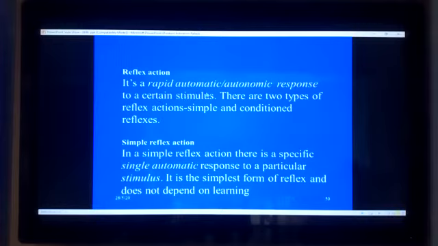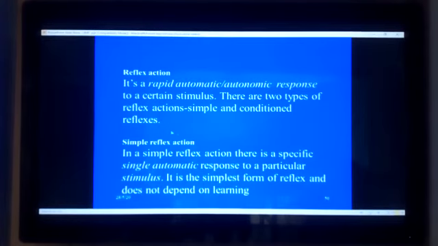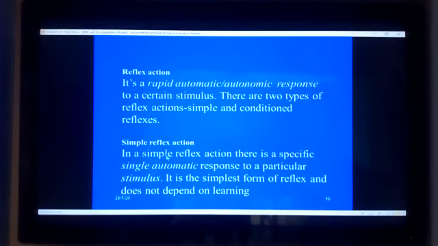So there are two types of reflex actions. Number one, simple, and number two, conditioned. So what is a simple reflex action? As the word goes, it is a single automatic response to a particular stimulus. And therefore, it is the simplest form of reflex and does not depend on learning.